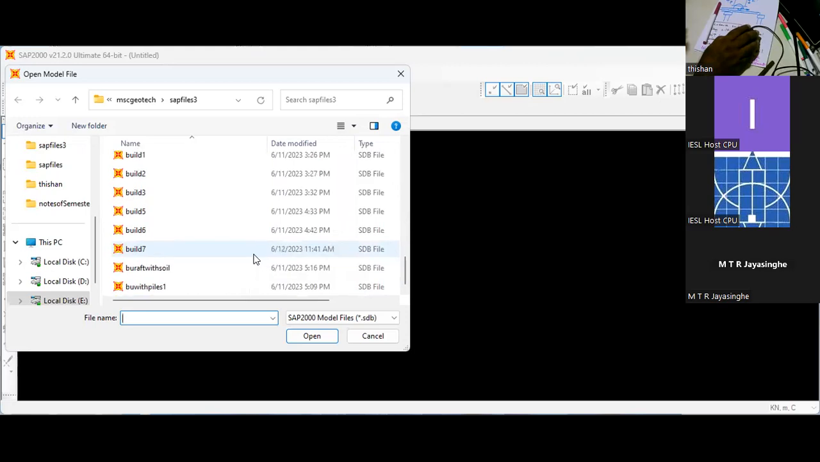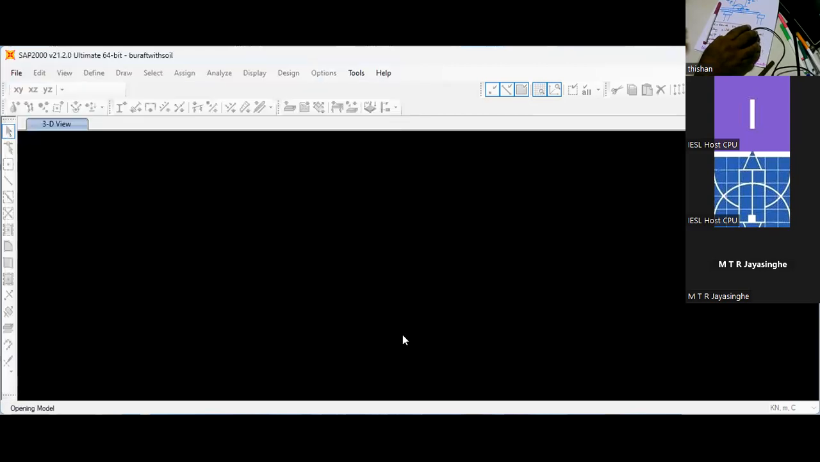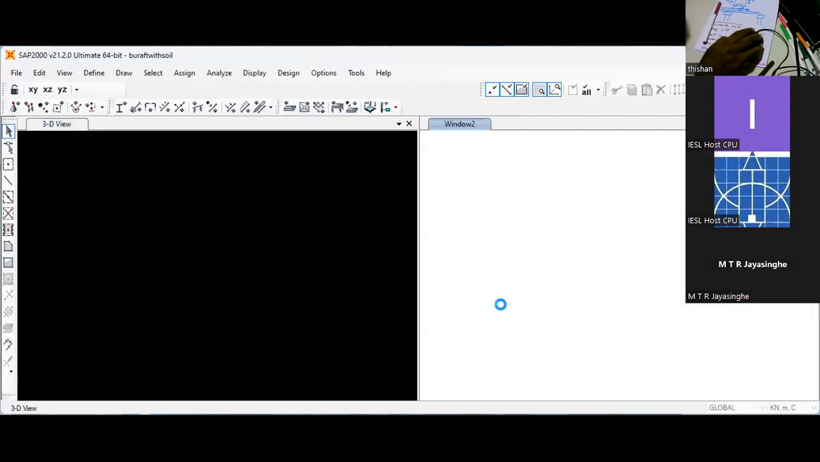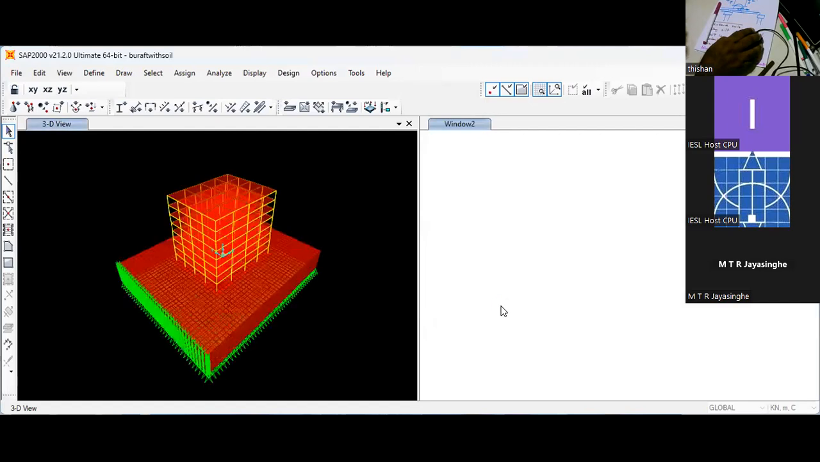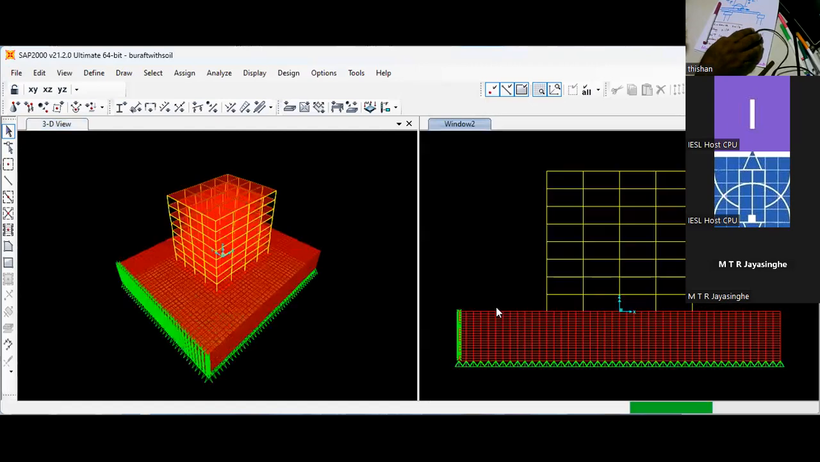Now the same building, what you see now is the same building. Now it has soil, but only the raft, a thick raft. So underneath the building, what you get is a raft foundation just surrounding the building. And this raft foundation is now sitting on the soil. So you can create models like this as well.